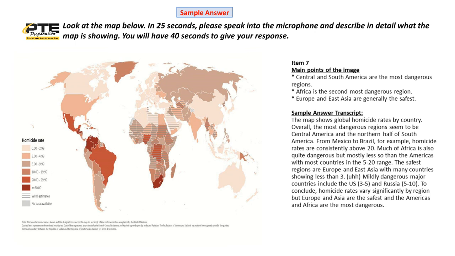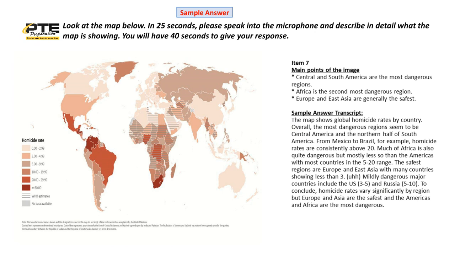Much of Africa is also quite dangerous, but mostly less so than the Americas, with most countries in the 5 to 20 range. The safest regions are Europe and East Asia, with many countries showing less than 3. Mildly dangerous major countries include the US, 3 to 5, and Russia, 5 to 10.